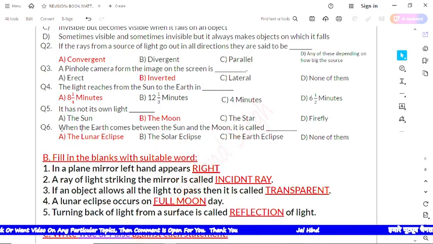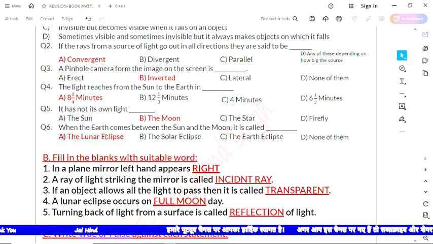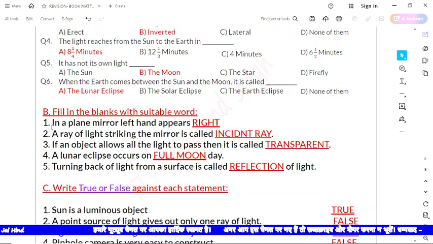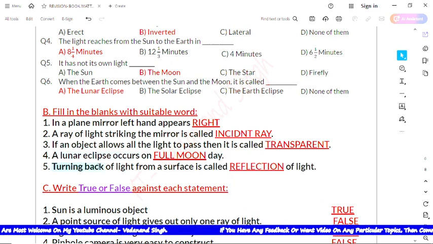Now the next question: when the earth comes between the sun and moon, it is called a lunar eclipse. The lunar eclipse occurs. Fill in the blanks. In a plane mirror, the left hand appears right. A ray of light striking a mirror is called the incident ray. Objects that allow light to pass through them are called transparent. The lunar eclipse occurs on full moon day. The turning back of light from a surface is called reflection of light.